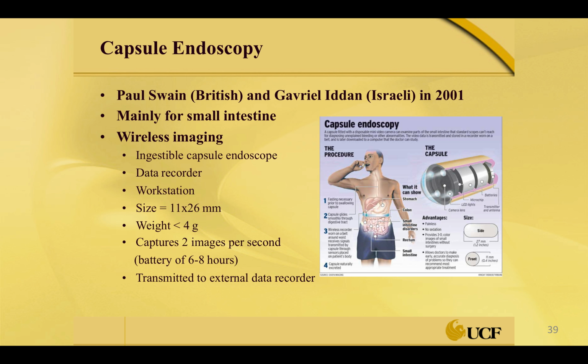Capsule endoscopy was developed by Paul Swain and Gabriel Idan in 2001, and is mainly used for small intestine diagnostics. In essence, wireless imaging is an ingestible capsule endoscope that records data. And so you are from a workstation evaluating the transit of this capsule. It's very small, with a very small weight, and it captures 2 images per second.